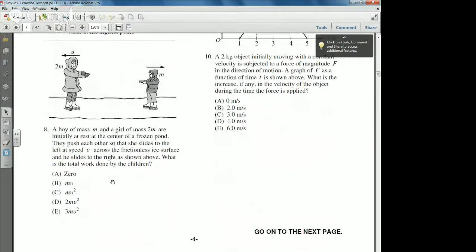Number 8. I know a lot of people had trouble with.